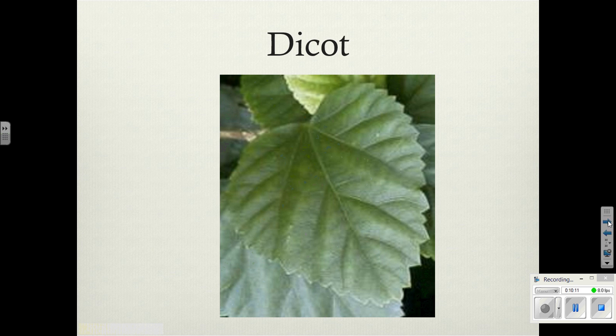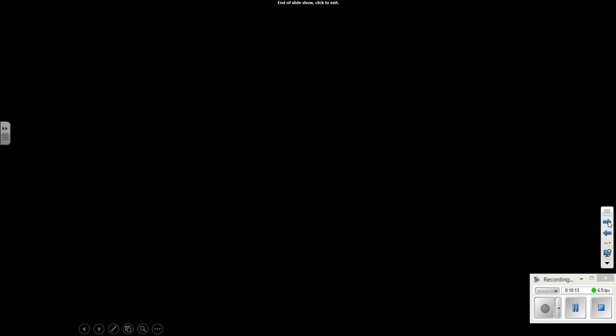And we'll get some more practice with monocots and dicots as we do a couple labs and a few reviews in class. So this ends the first 3 sections of notes.